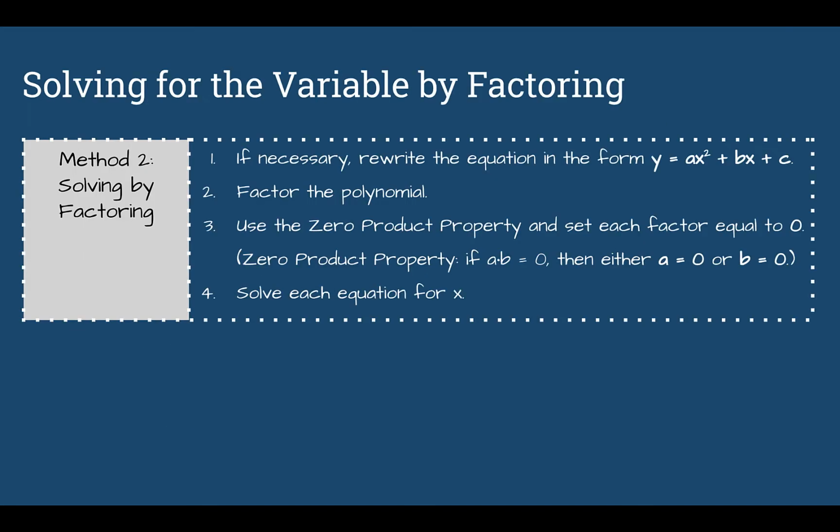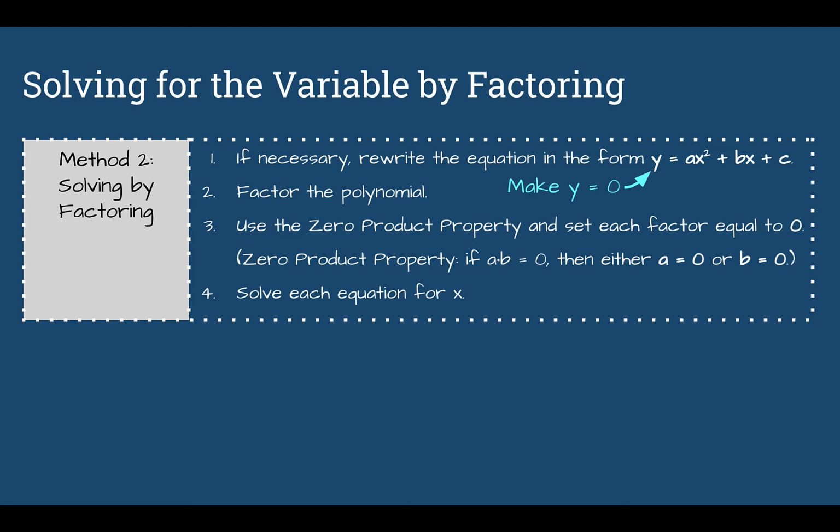This is the second method that we are looking at to solve for our variable in a quadratic equation. So factoring is the second method. Here's how to do it. First, if you need to, rewrite the equation in the form y equals ax squared plus bx plus c. So you're just rewriting it into standard form. Then you're going to factor the polynomial. Somewhere in those first two steps, you're also going to need to make y equal to 0. So you'll have 0 equals your expression.